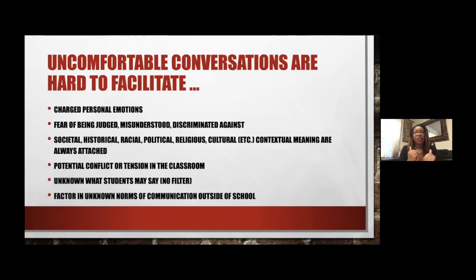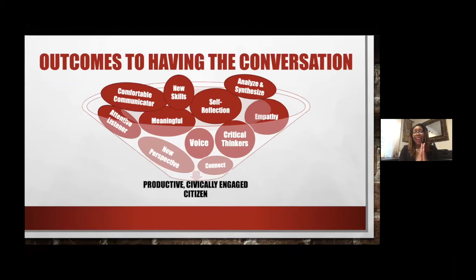You have no idea what they're going to say, right? And of course, factor in unknown norms of communication outside of school. What does that mean? We don't know what communication looks like in their household. We don't know how they effectively communicate, which is why it's important for us to consider these things when we have the conversation. Now, yes, I understand that those may in fact be some of the issues and some of the problems, but it is crucial to have these conversations.